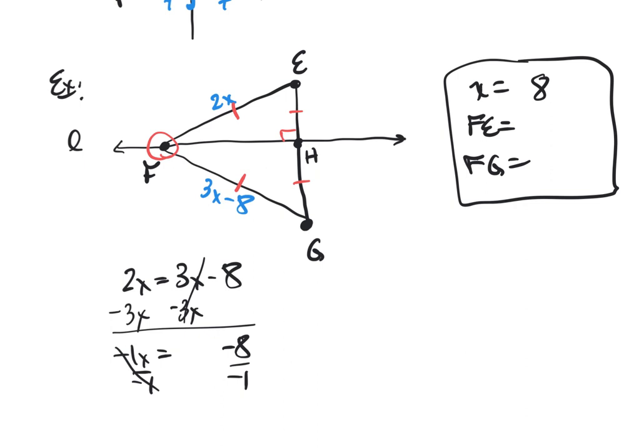And if x is equal to 8, then FE is going to be 2 times 8, or 16. And FG is going to be 3 times 8 minus 8. So that would be 24 minus 8, or also 16. Okay, so you could answer a 3-part question without much problem. Again, the idea, if you pick any point on that perpendicular bisector, the distances are equal.